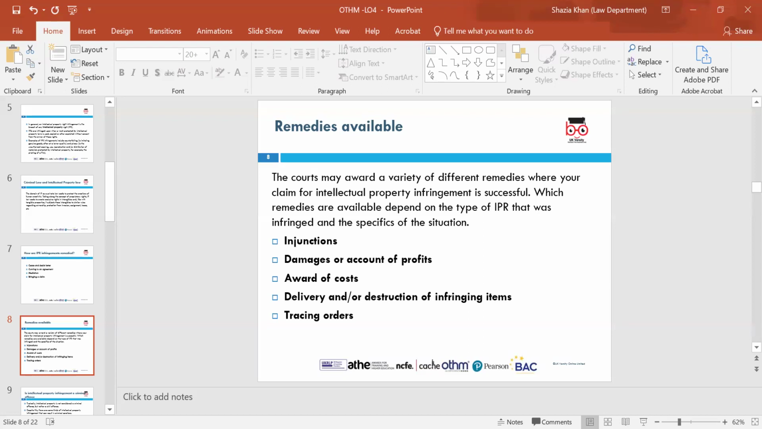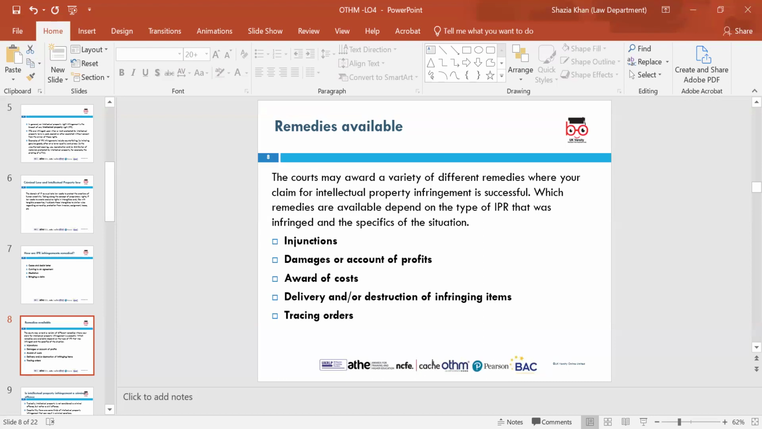The next one is awards of costs. An award of costs is a court order stating that one party has to pay another party the costs incurred in issuing legal proceedings. An award of costs can either be for the full amount or for a proportion. For example, it might be half or 2/3 of the costs incurred. So the court costs have to be paid as well, and this has to be decided between the parties.